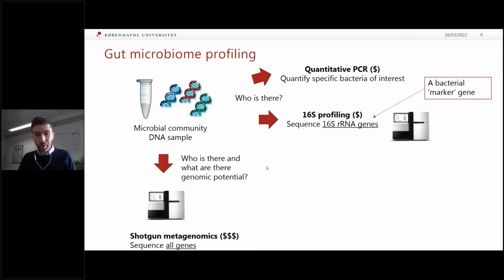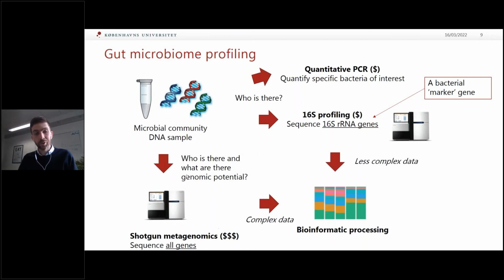The final general method is to apply shotgun metagenomics, where we basically sequence all the genes that we find in a stool sample. And that not only gives us the possibility to ask who is there, but we can also ask what their genomic potential is, because we're not only looking at marker genes, we're actually looking at all the genes that are present in the stool sample. The difference is that shotgun metagenomics creates a lot of complex data, big data sets, which require much more expertise compared to the 16S data, which is less complex and in some way more straightforward. However, you get more information from shotgun metagenomics.